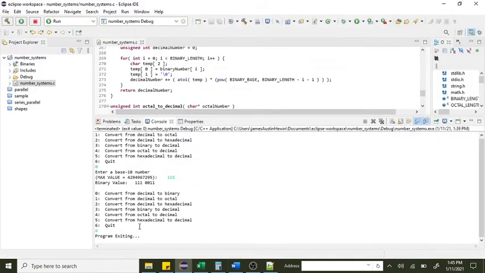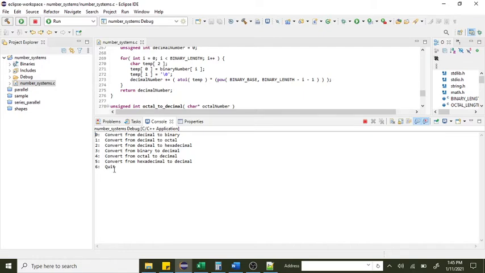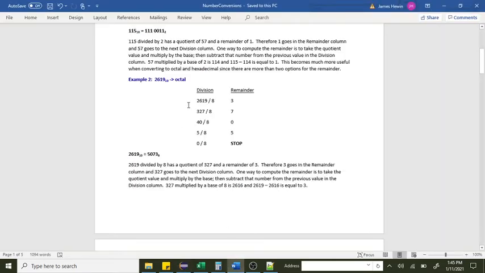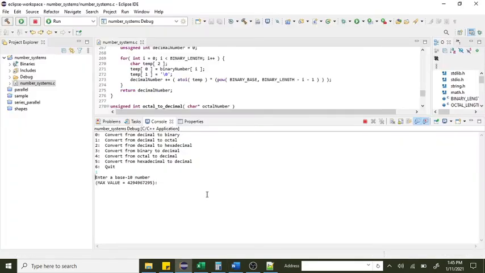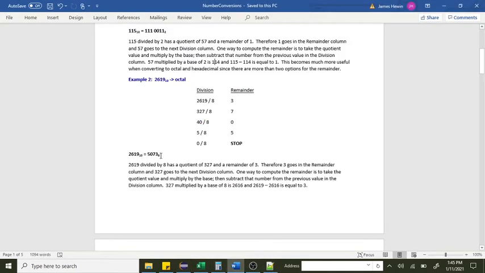So if I use my program, I'm going to do option 1. We'll do base 10, which was 2619, and we will go to octal. It's 5 and then 073. Again, the spacing is not really significant. It's just more for readability. So 5073 and 5073. Okay, so that's the octal.